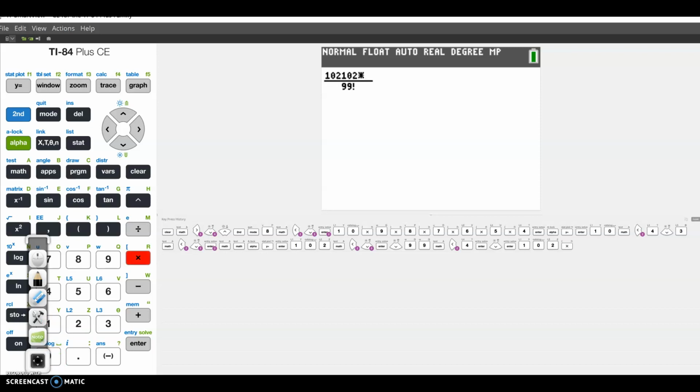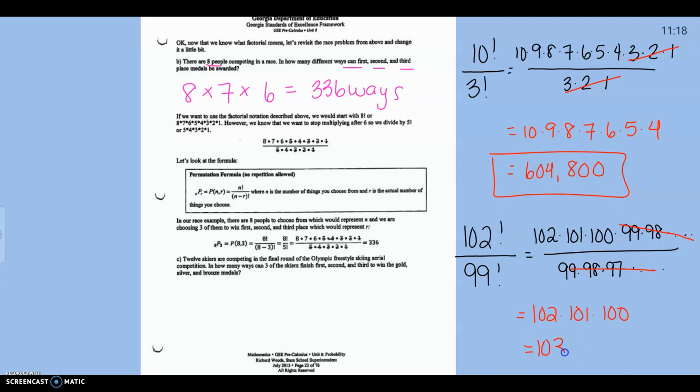And you can actually do that in your calculator. So 102 times 101 times 100. And that is something your calculator will do. Okay, so that's why you're going to have to know that rule and that cancellation. Okay, so just know that.